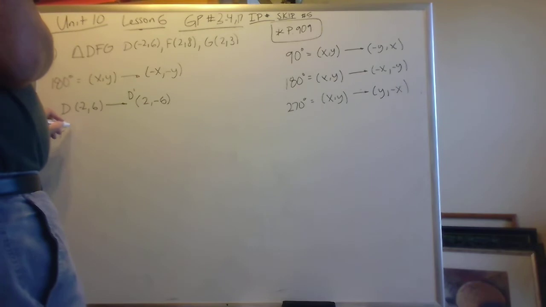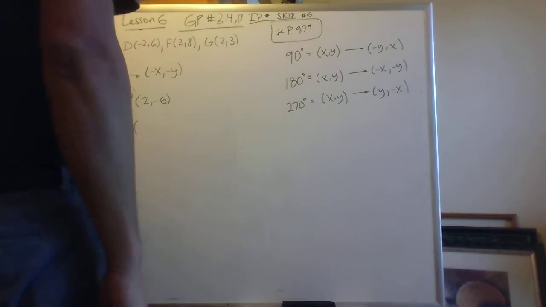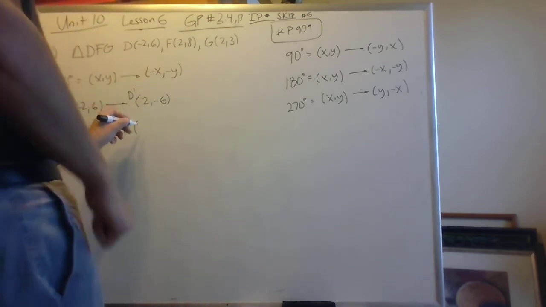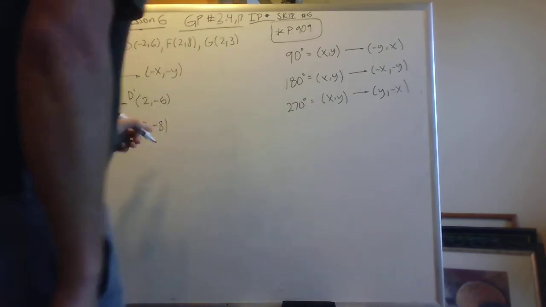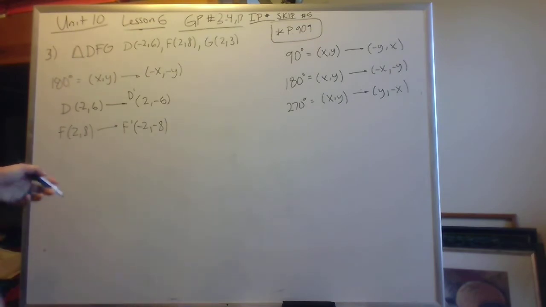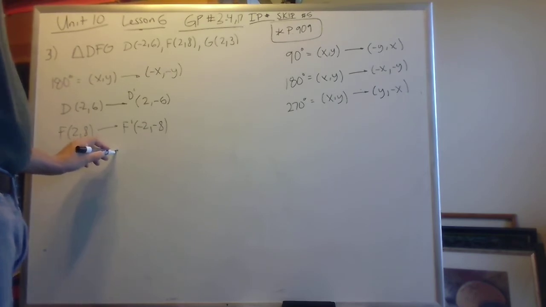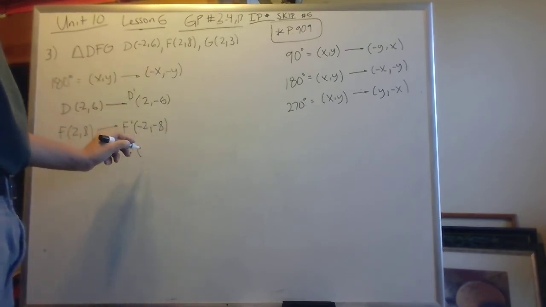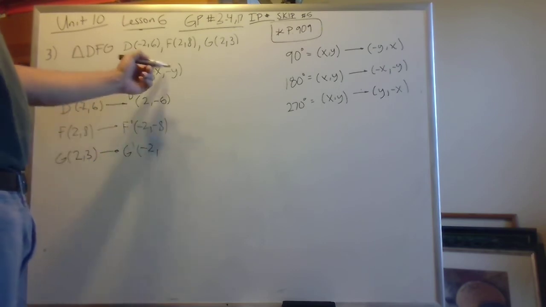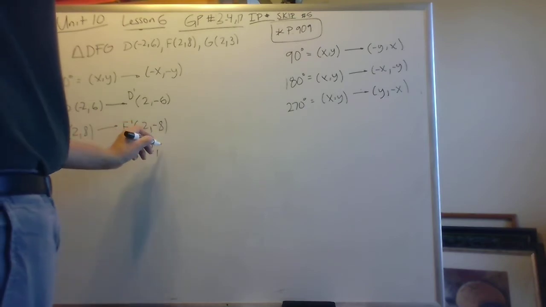And we're going to do that for F as well. So it's at 2, 8. And so our F prime is going to be, we make x negative, so since 2 is positive, we're going to make it negative 2. Since 8 is positive, we're going to make it negative 8. And so we have a new coordinate at negative 2, negative 8. And finally, G is at 2 and 3. And what we're going to do is have G prime. Since 2 is positive and it's supposed to be negative x, we're going to have negative 2. And since 3 is positive and it's supposed to be negative y, we are going to have negative 3. So here are our new coordinates.